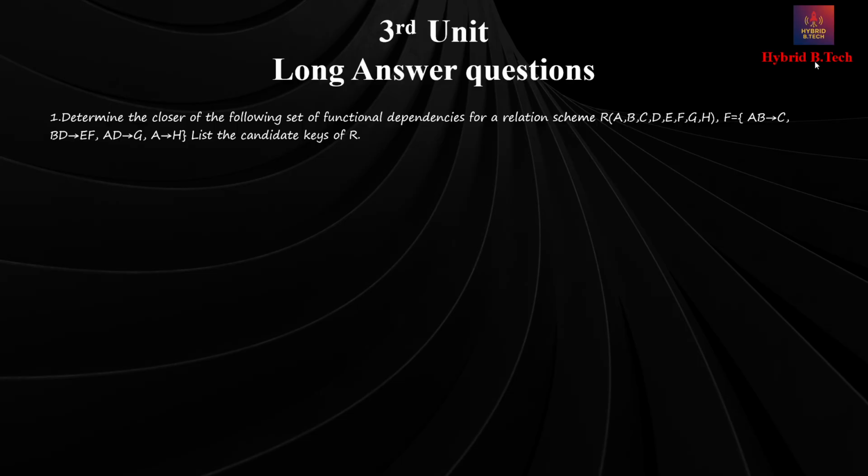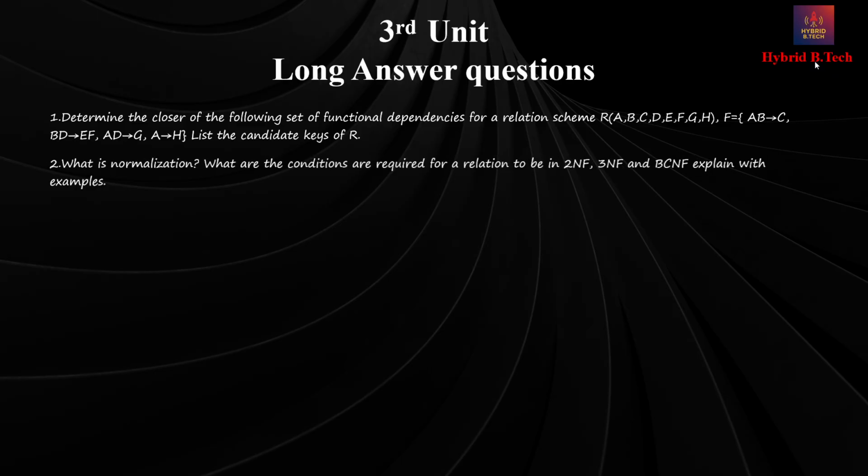Determine the closure of the following set of functional dependencies for a relational scheme. It is also one of the important questions in third unit. Next one is: what is normalization, what are the conditions required for a relation to be in 2NF, 3NF and BCNF? Explain with examples. This may be asked in the exam.